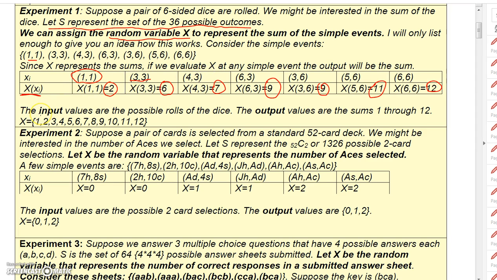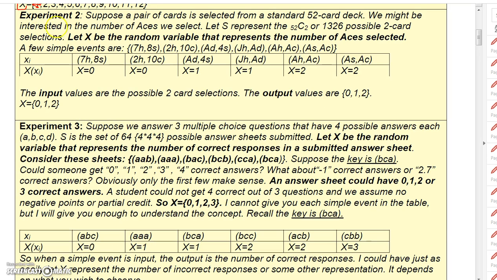So you can see that the input values are the possible rolls of the dice, but the output values are the possible sums, which range from 1 to 12. So you can see that the possible values of X are actually the numbers 1 through 12. Actually, it's not 1 through 12, is it? It's actually 2 through 12, because you can't get a sum of 1, right? So, my bad. It's actually 2 through 12.